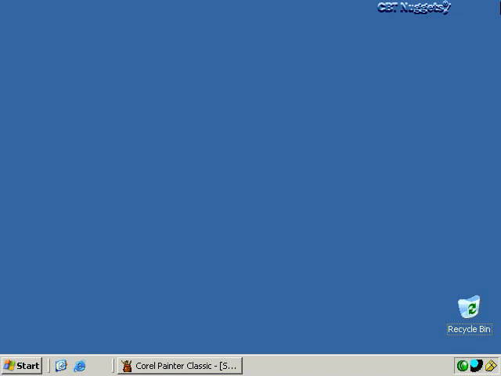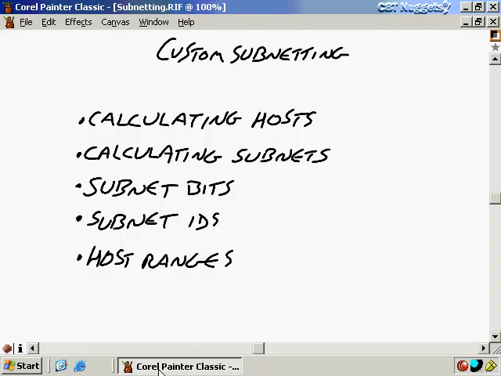Custom subnetting. Well, I'll tell you what, in custom subnetting, a lot of people get frustrated with it if they've tried to learn it from somebody that didn't really know how to explain it well, or if they just tried to do some self-study on it and they just didn't quite grasp it.